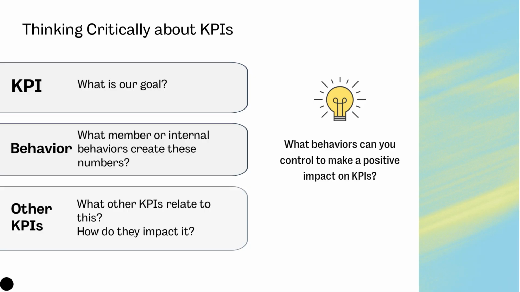So let's start to think critically about KPIs. There are 3 main types of questions that we can start to ask in order to think critically. First, what is our goal? Do we want this number to go up or go down? Second, the behaviors that we just discussed. What member or internal behaviors create this number? Lastly, other KPIs. Are there other KPIs that are related to this number? And if so, how do they impact it?